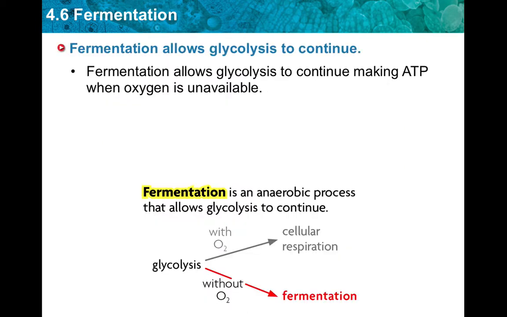Fermentation allows glycolysis to continue making ATP when oxygen is unavailable. So this makes the process an anaerobic process, which means it doesn't require oxygen to happen.